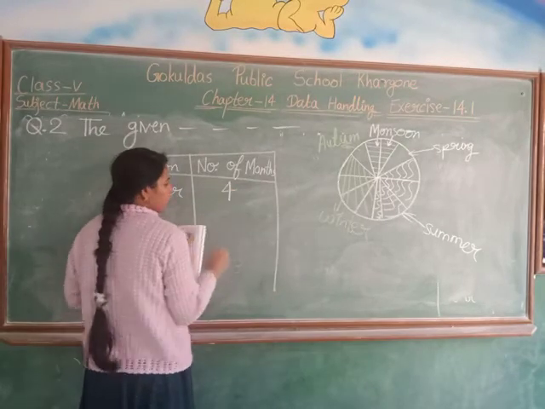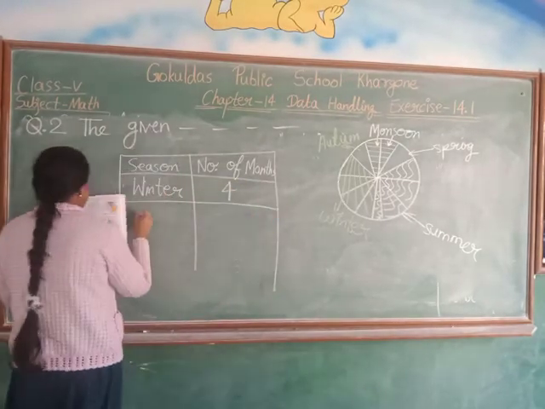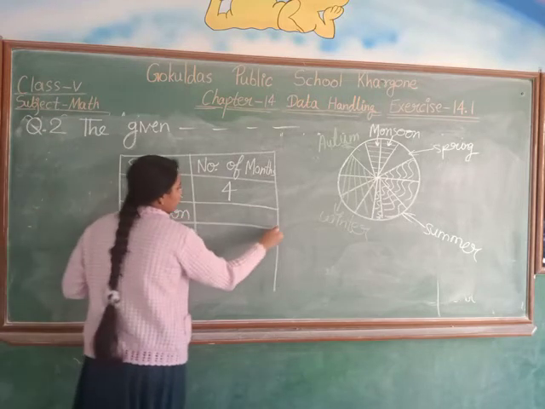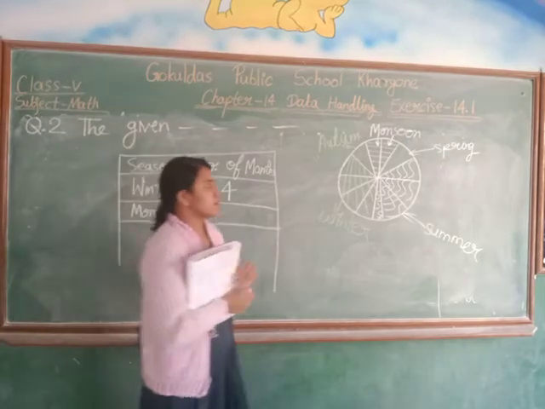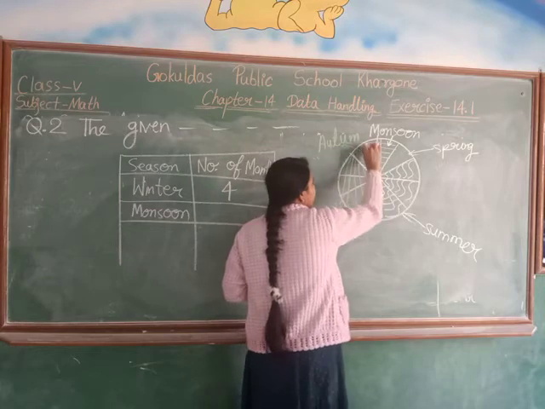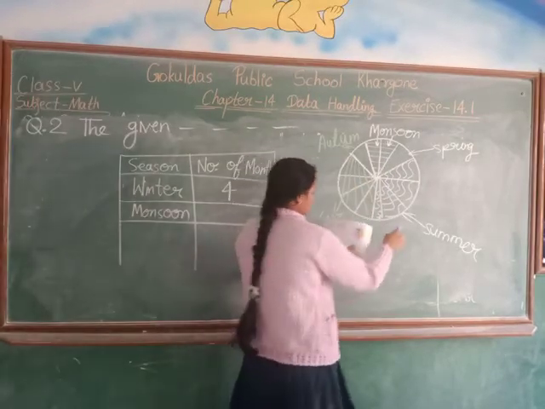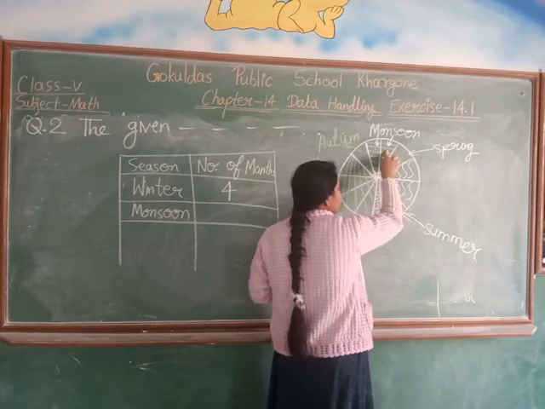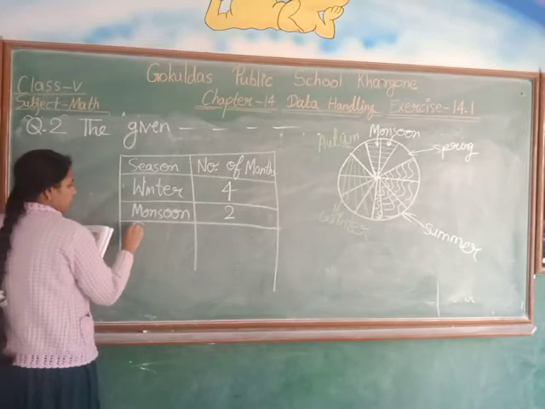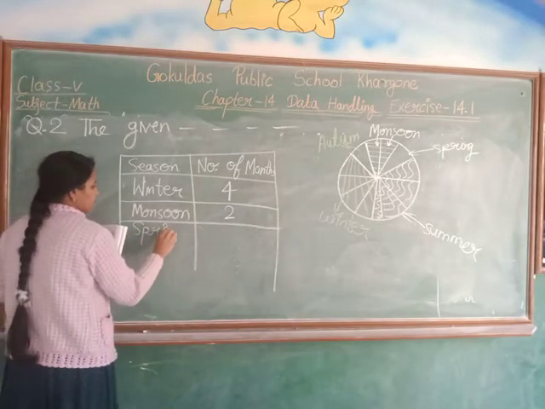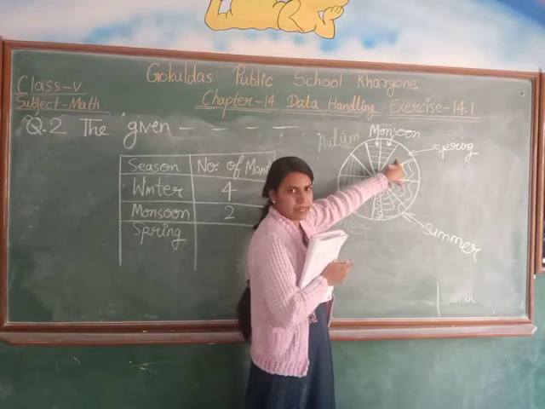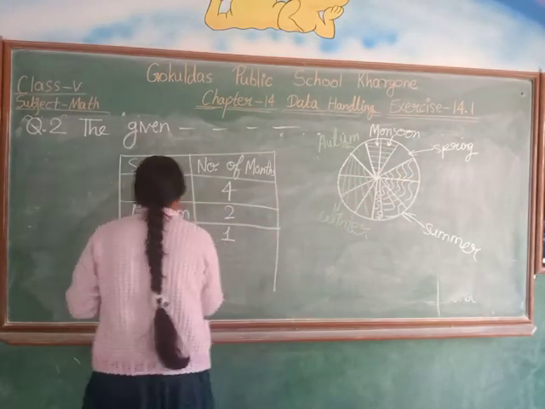The number of months is 4. Next is monsoon. So in front of monsoon, write the number of months. One slice of the graph means 1 month. So in monsoon season, 2 slices are shown. It means 2 months. That is spring season. For spring, only one slice is represented. It means it is showing 1 month.